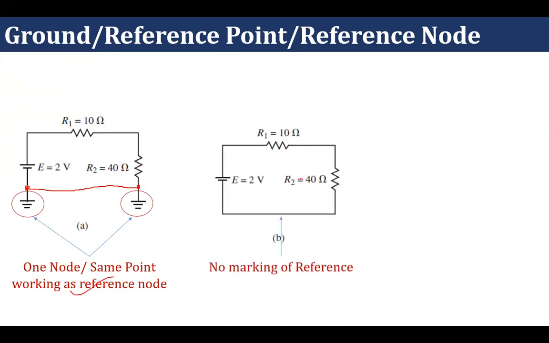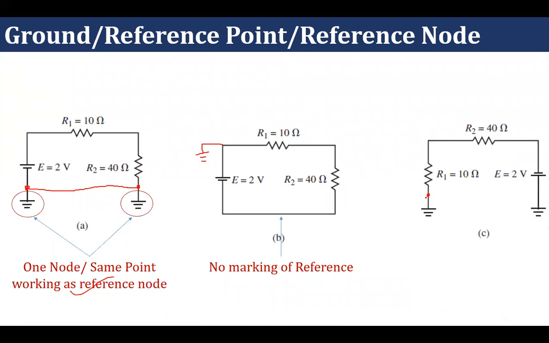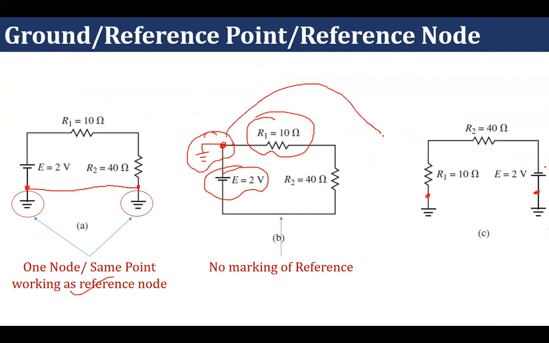Here node has not been represented, so we are free, we can choose any node as a reference node or ground. Okay, suppose that I am choosing this as a reference node, so the same circuit can also be represented in this manner. Here 2 volt battery positive point is connected to the ground. Okay, and this R1, this terminal is connected to the ground. So the same circuit, by assuming this point as a ground, can be represented in this manner.